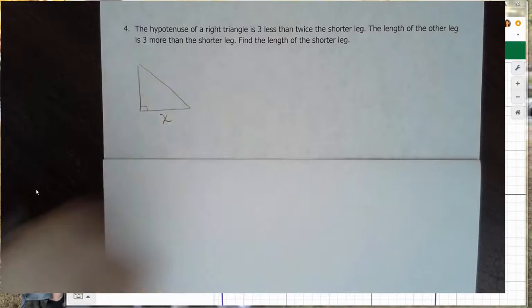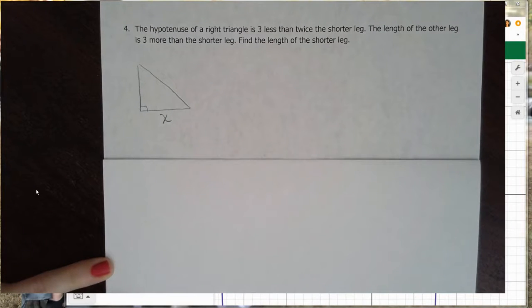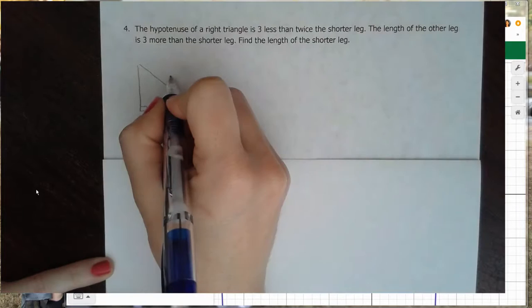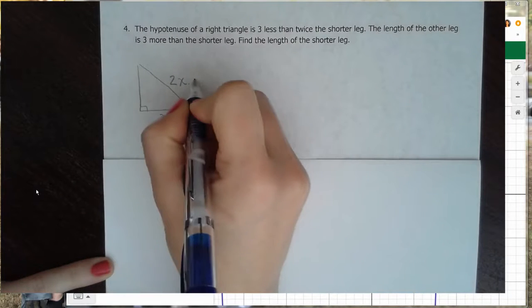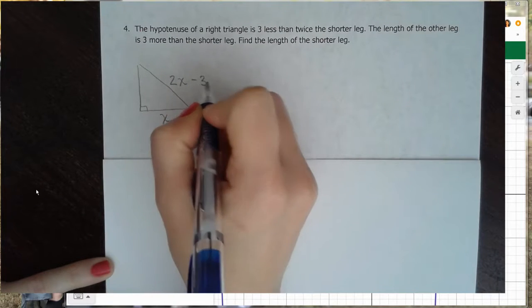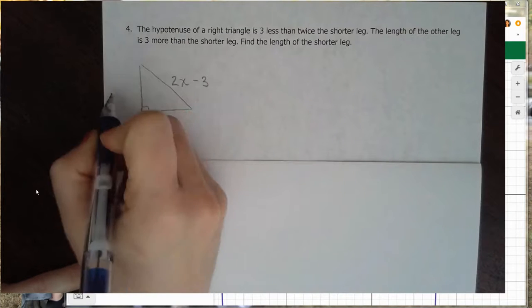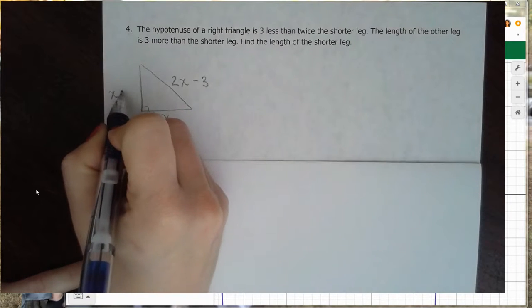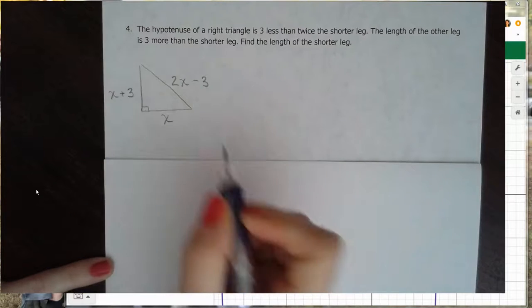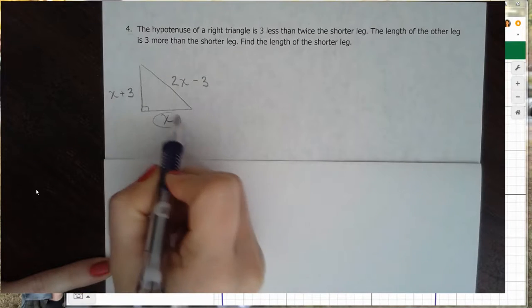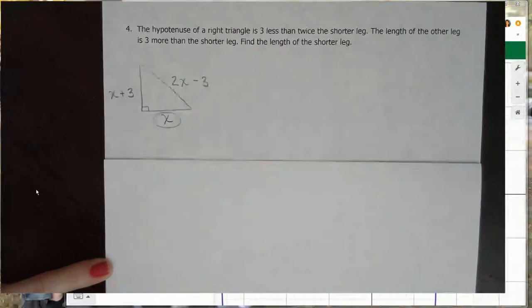So I'm going to label the short leg as x. The hypotenuse is 3 less than twice the short leg. So I have to double the short leg and then subtract 3 because it's 3 less than that. The length of the other leg is 3 more than the short leg. So I'm going to take the short leg and add 3. And my goal is to find this short leg.